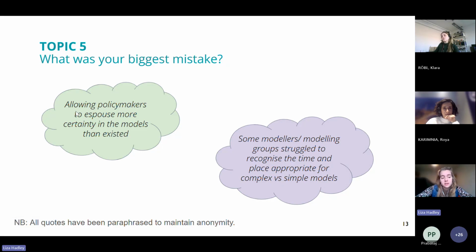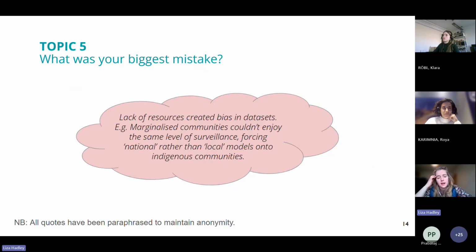So the first one, allowing policymakers to espouse more certainty in the models than existed. Down here we have some modelers or modelling groups struggled to recognise the time and place appropriate for complex versus simple models. These are just individual perspectives, of course, but I think it's really important to see the spread. A lack of resources created bias in data sets. So, for example, marginalised communities couldn't enjoy the same level of surveillance. And interviewees talked about forcing national models rather than local models onto Indigenous communities.